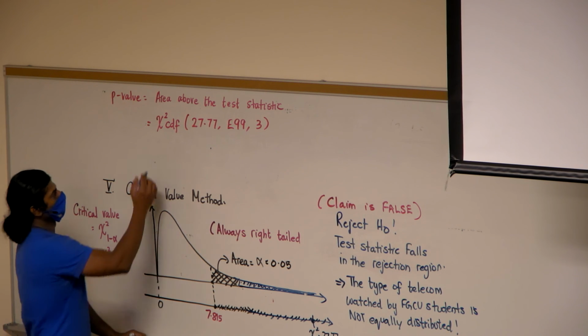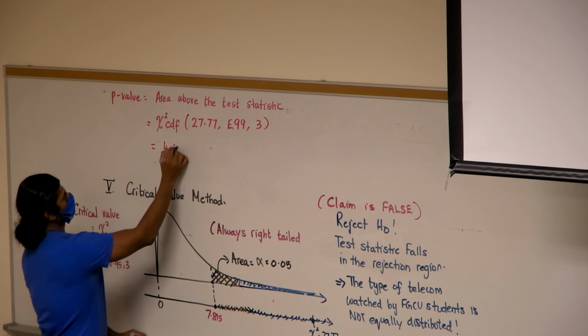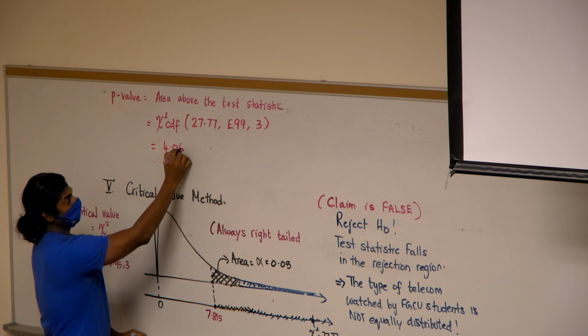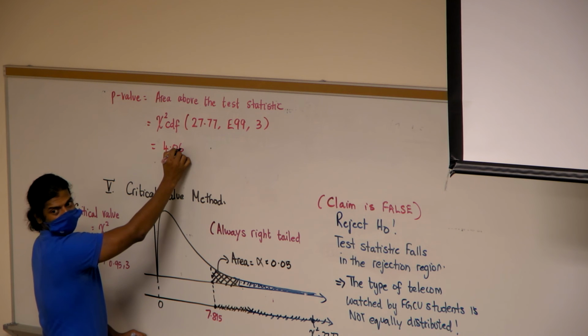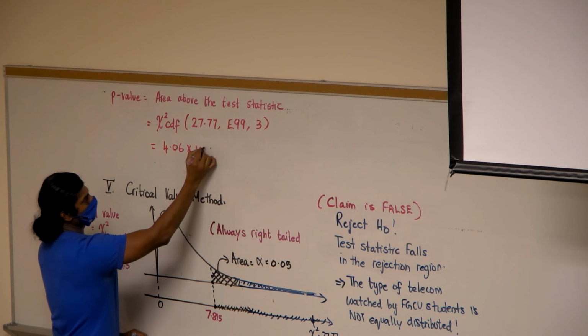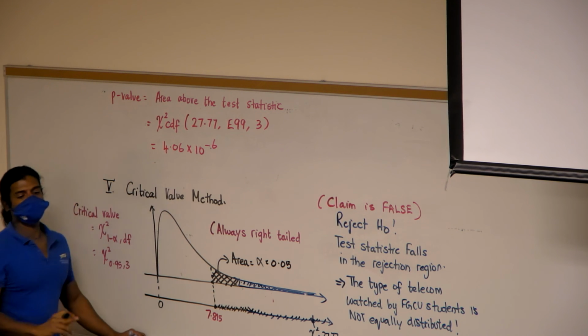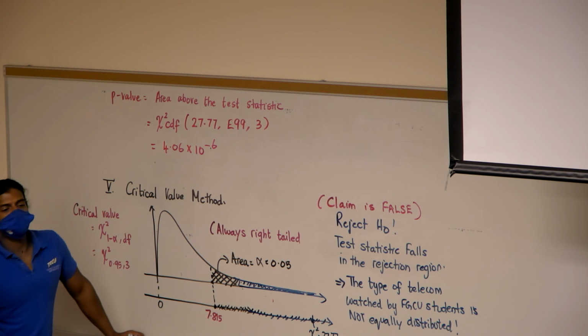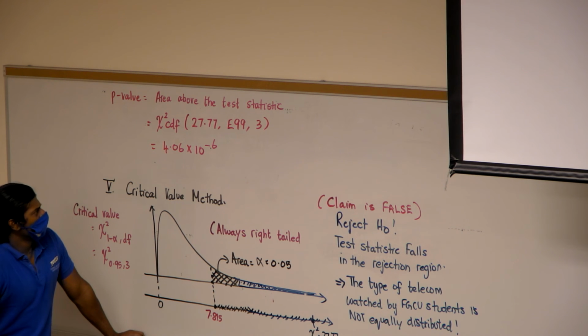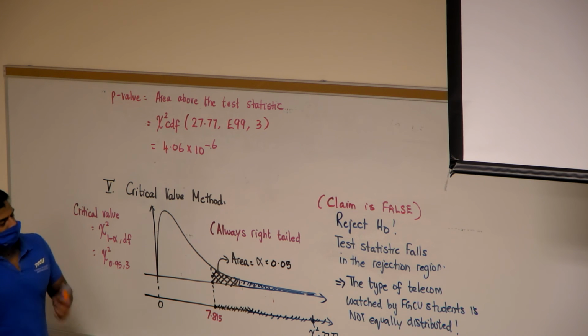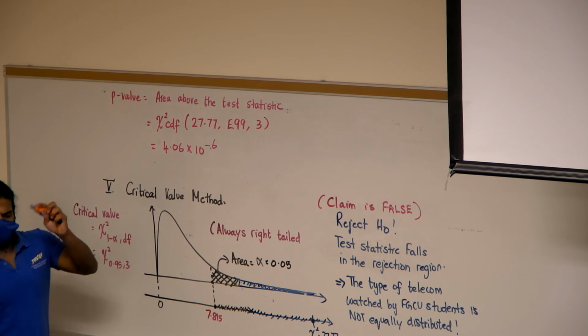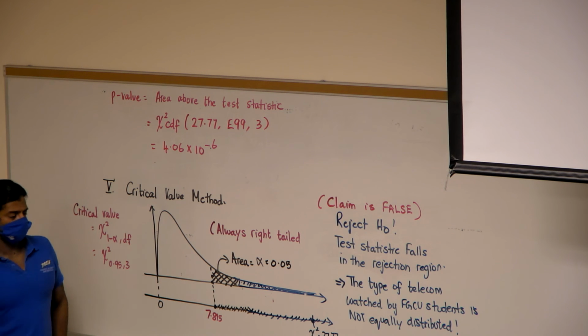I got 4.06. We're missing something. Has the E -6? It's a probability, it cannot be bigger than 1. So it is 4.06 times 10 raised to -6. So it's approximately a 4 in a million chance.